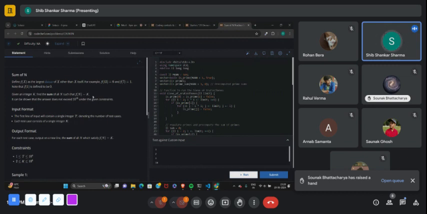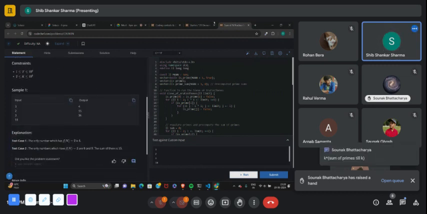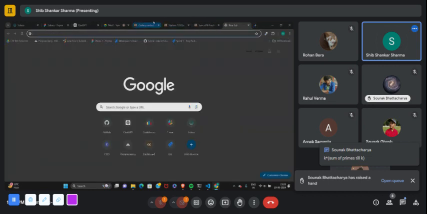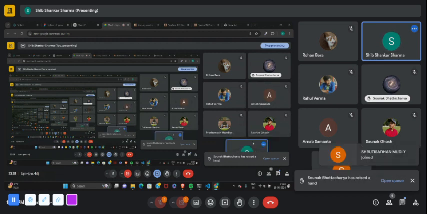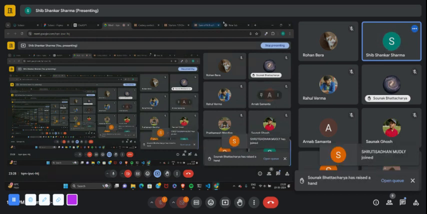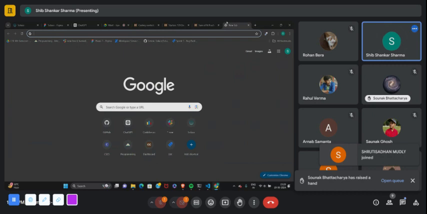Okay, the question is pretty short. K into the sum of primes till k. Yeah, right. That is the crux of this question.